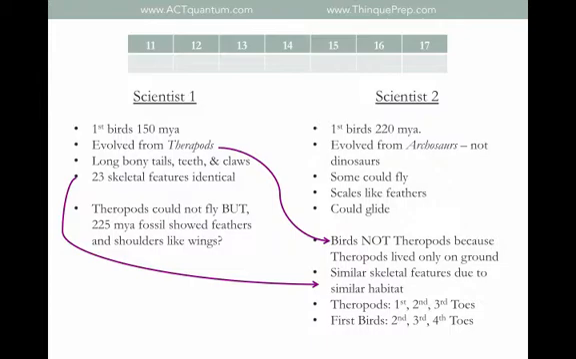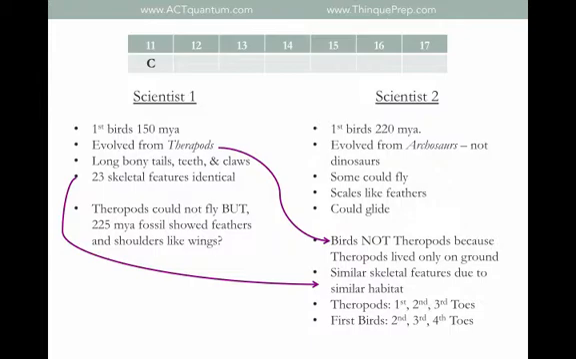So let's look at number 11. It says, consider Scientist 2's statements about why theropods could not be the ancestors of birds. Well, Scientist 2 says that birds are not theropods because theropods lived only on the ground. So if we want to contradict that statement, we want to show how they aren't on the ground. And the only one that does that is C, by showing that they climb trees.